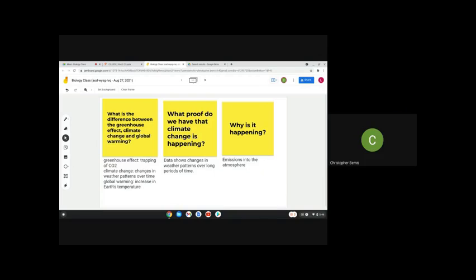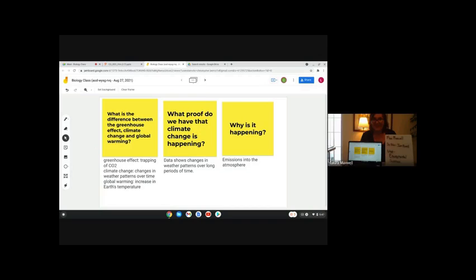Sure. So what is the difference between the greenhouse effect, climate change, and global warming? The greenhouse effect is, I believe, the trapping of carbon dioxide in the atmosphere. Climate change is the changes in weather patterns over long periods of time. Global warming is part of climate change, and that is the increase in the Earth's temperature over those time periods. Good answers. Very good.